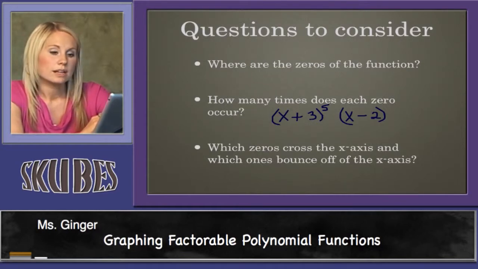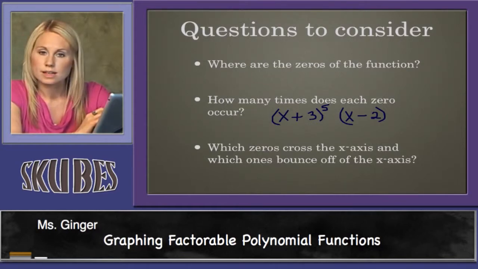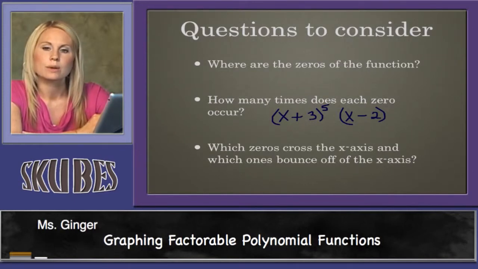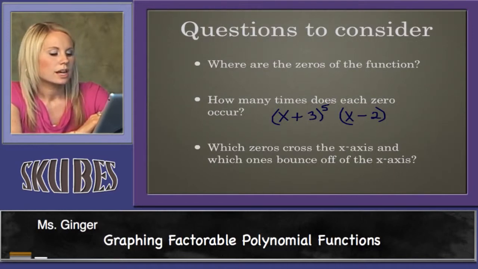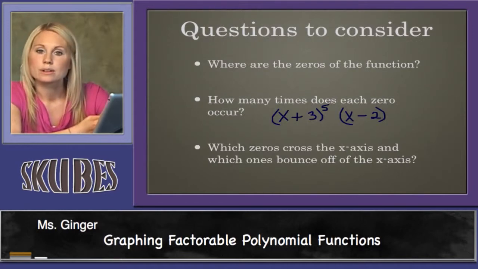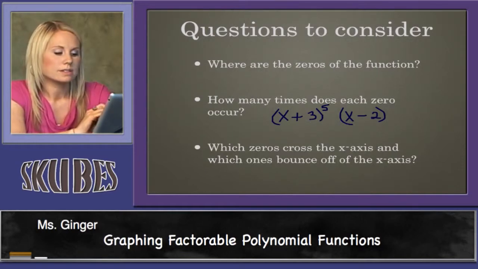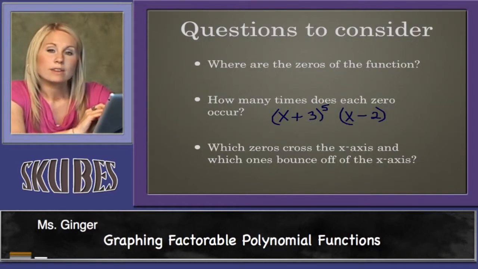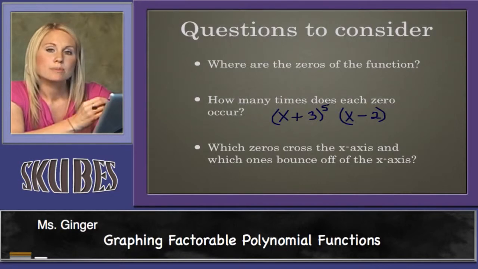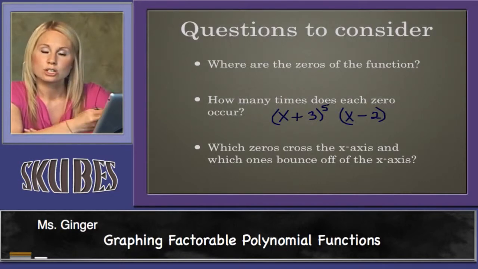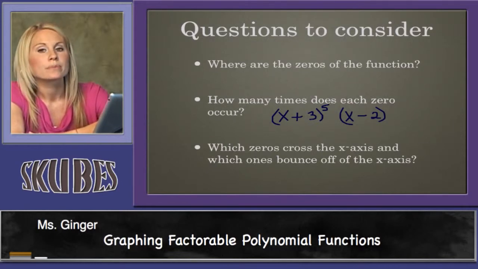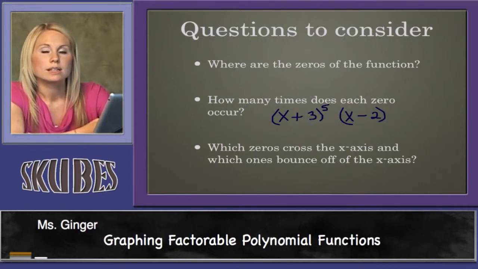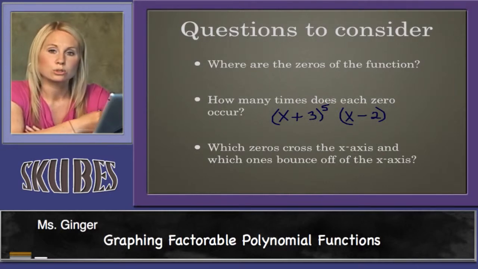Alright, and then you want to take a look at which ones cross the x-axis, which ones actually go through, and which ones just simply bounce off of it. Still touching, but bouncing off in the other direction. And the way you're going to tell that is by the power as well. Taking a look at these same ones here, if you have an even power, then that particular zero is going to just touch the x-axis and bounce right back off in that same direction that it came from. But if you have an odd power, then that zero is going to cross through.